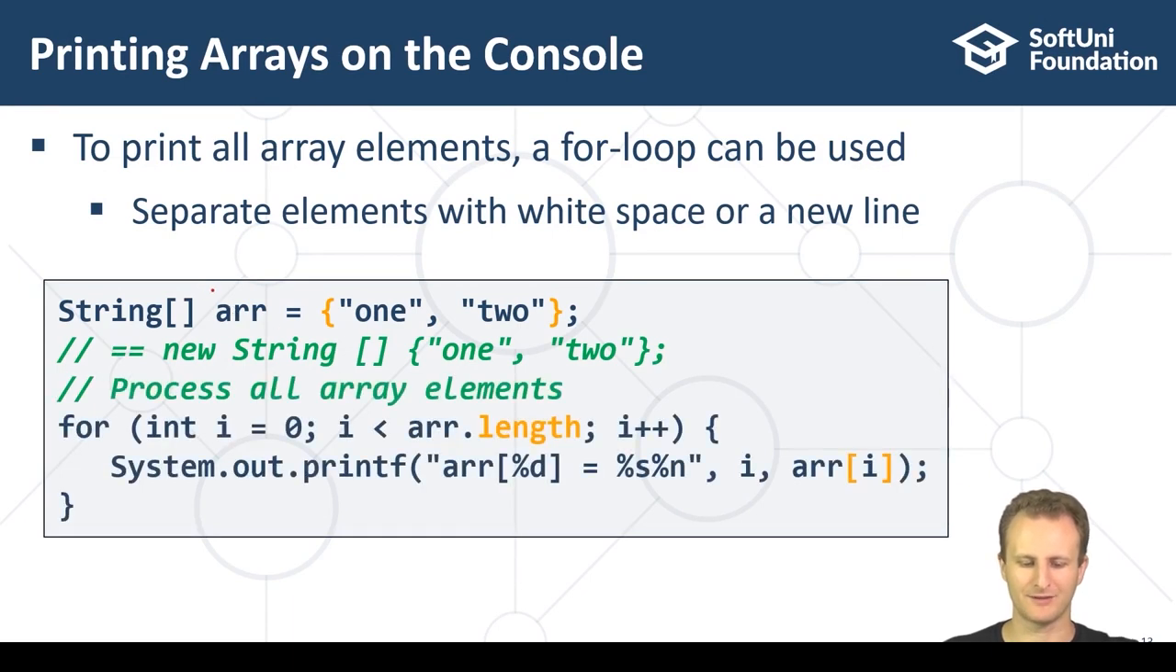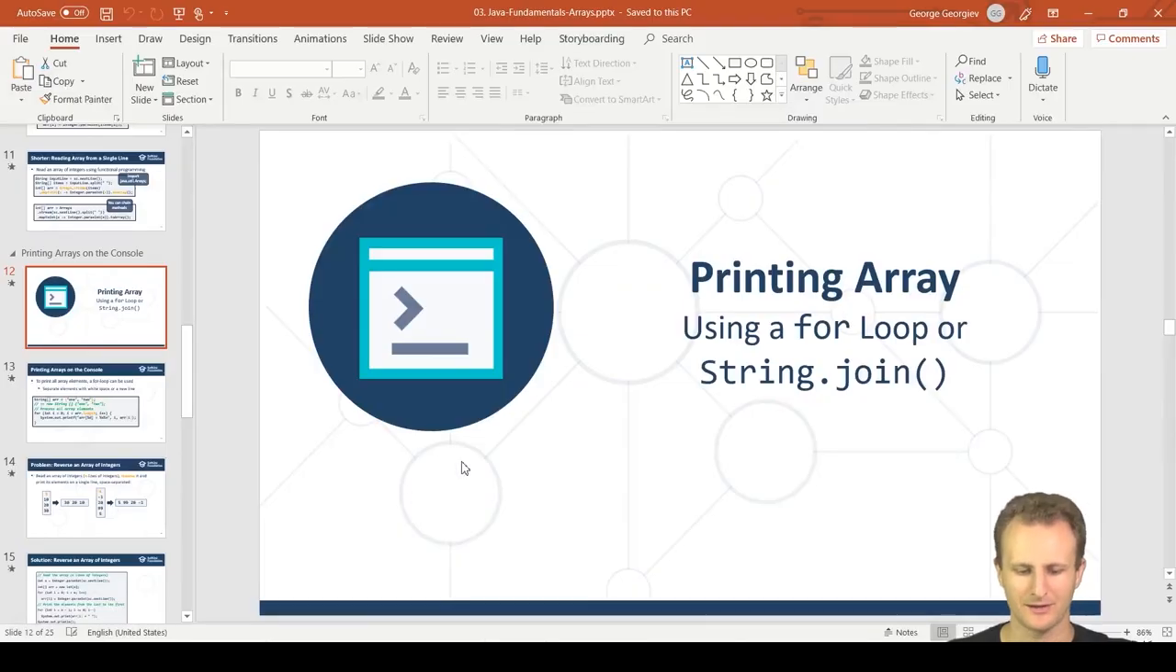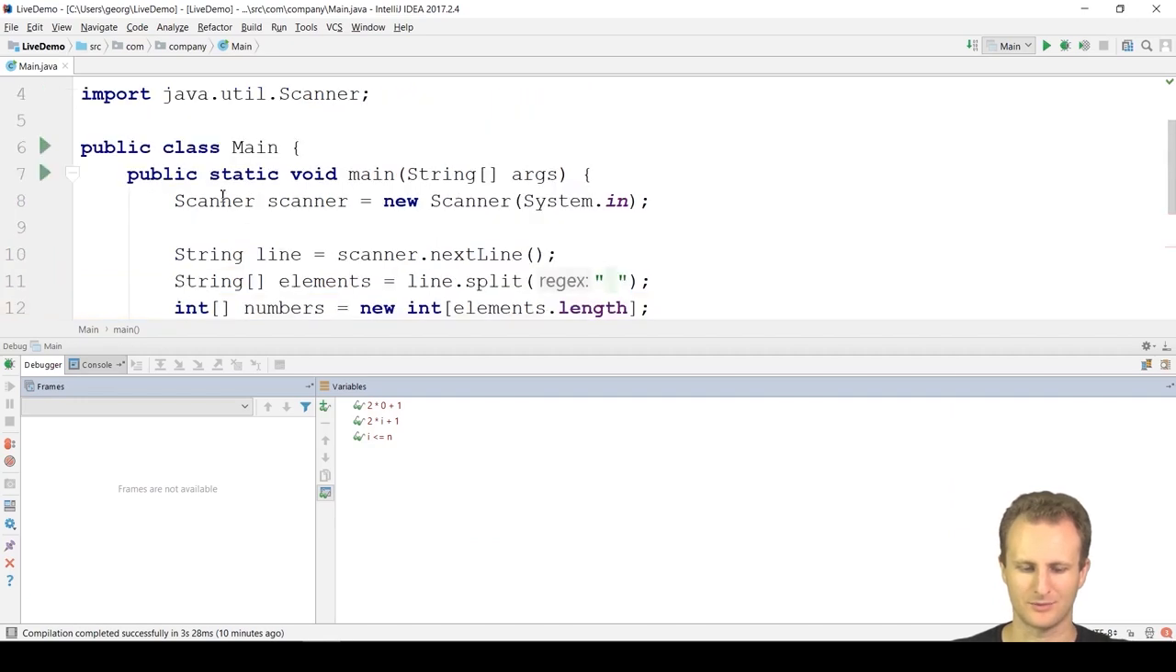Let's say we have an array initialized with a few strings, and we want to print its items. Well, how do we do that? And let's print not just the items, but let's also print the indices of these items. So let's say array and that index is equal to that value. How do we do that? Let's write some code over here.